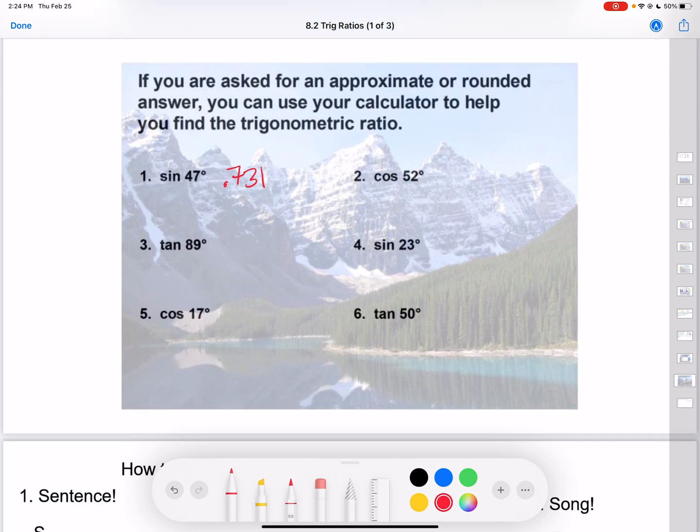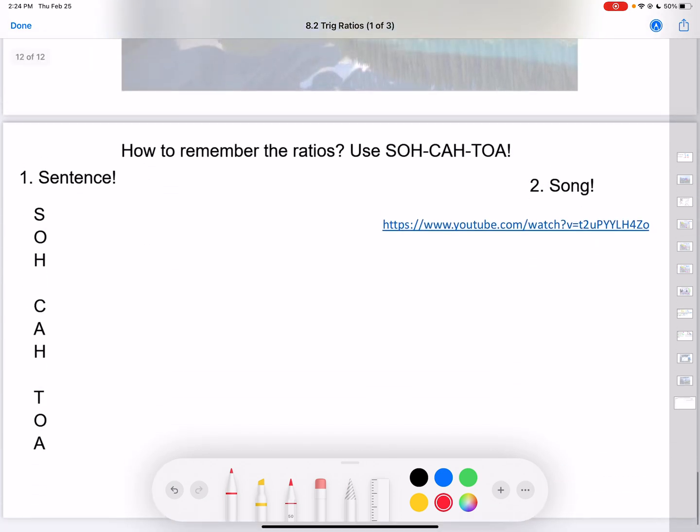And if you did pull up this video on your computer, watch that. It is a fun little song just to help you remember SOHCAHTOA. But again, SOHCAHTOA means the sine of the angle equals opposite over hypotenuse. The cosine of the angle equals adjacent over hypotenuse. And the tangent of the angle equals opposite over adjacent.